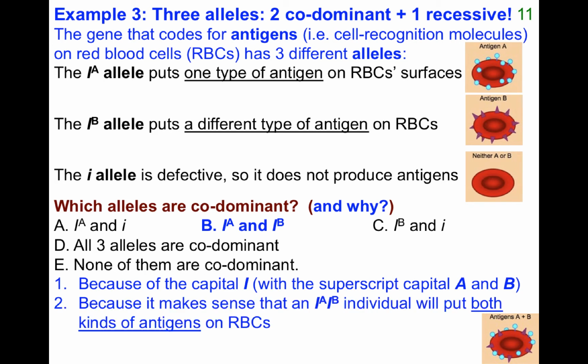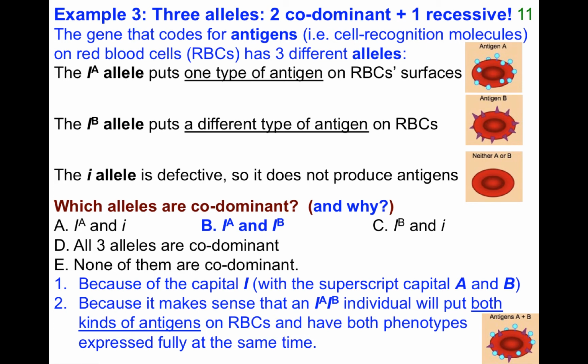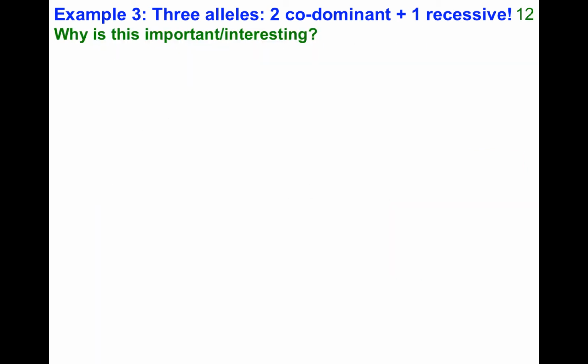But also it makes sense, right? If you have one allele that makes one type of protein and another allele that makes another type of protein on the red blood cell surfaces, then a heterozygote with both of these alleles will end up getting both types of protein. So in terms of the antigens found on the red blood cell surface, a heterozygote will show both phenotypes fully and therefore be codominant. So codominance means that when you have both alleles, both of their phenotypes are fully expressed at the same time.